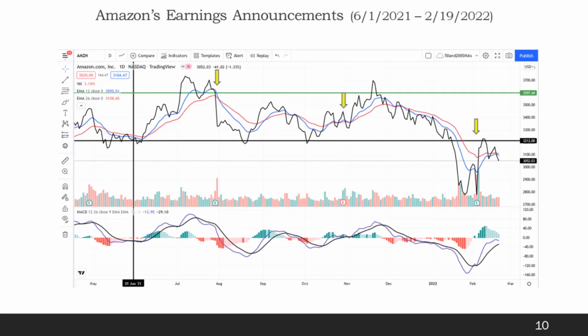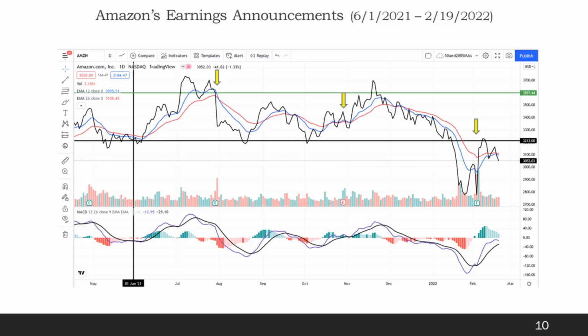Amazon's earnings announcements. For July 29th, 2021, the first yellow arrow, Amazon did not beat its earnings estimate. Look at the price drop. And it continued to drop until August 19th. For October 28th, 2021, Amazon again missed its earnings estimates. There is a price drop the next day and a little more the day after that.